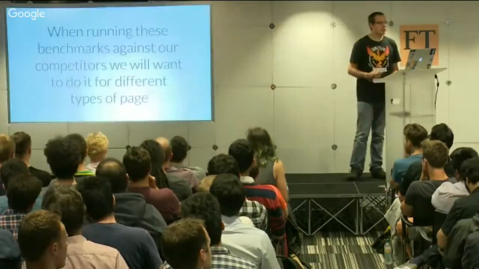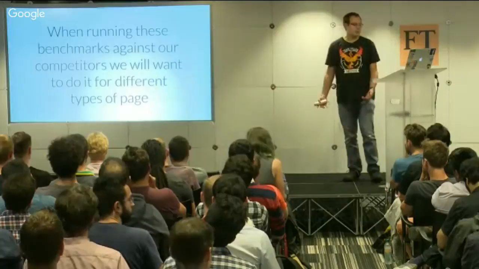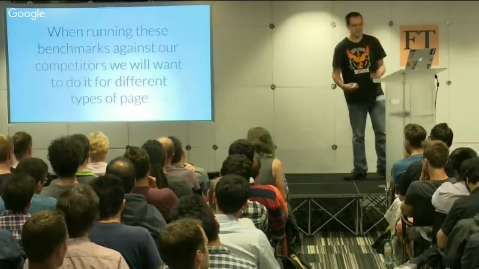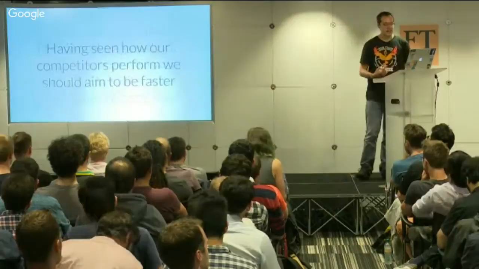So when running these benchmarks against our competitors, we want to do it for different types of pages. So on a news site, we benchmark the article pages alongside our homepage and our category pages. The reason for this is that it's all well and good getting your homepage to load really fast, but if an article takes forever to load, and that's the content the user's trying to get to, then your battle's lost. Having seen how our competitors perform, we should always aim to be faster.